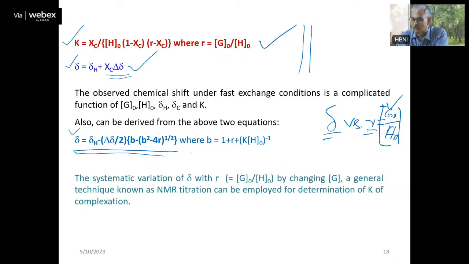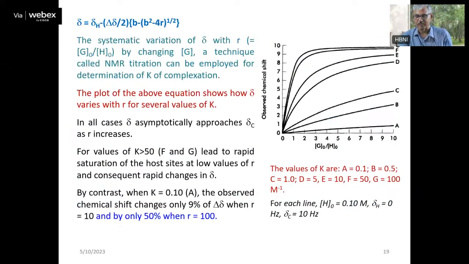You can change the guest concentration. If you keep on adding, this is called the NMR titration. So you take one sample, let us say, keeping the host concentration constant, and then you keep on changing the guest concentration. So your R value will be changing, and you measure how the chemical shift is varying. Then you put this information into this equation, and if you plot that, depending on the K value, let us say, now I have shown you several plots.